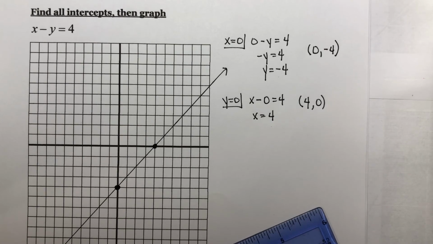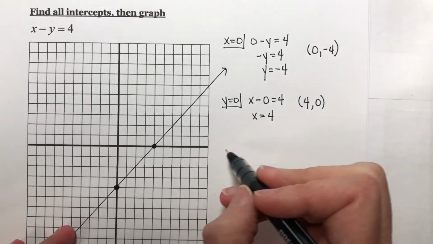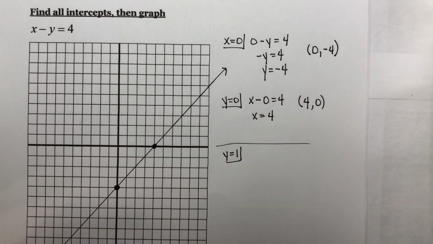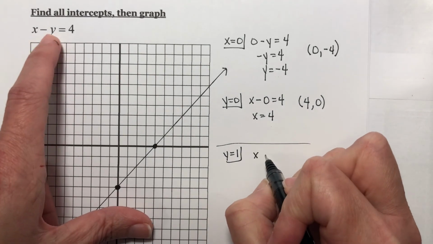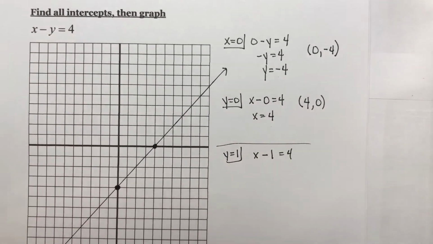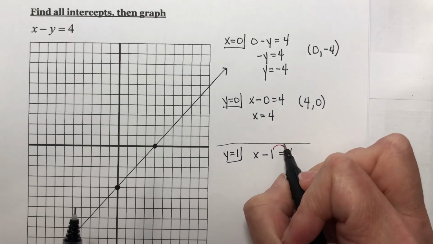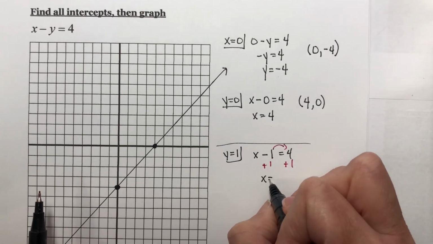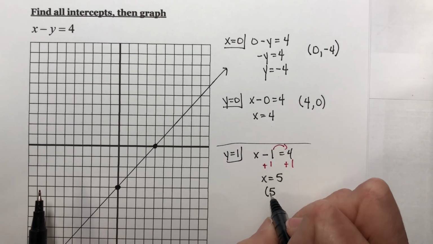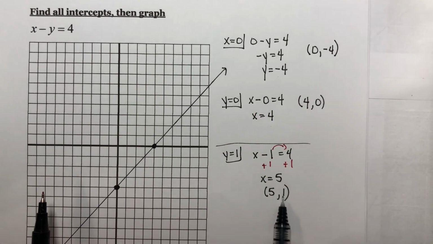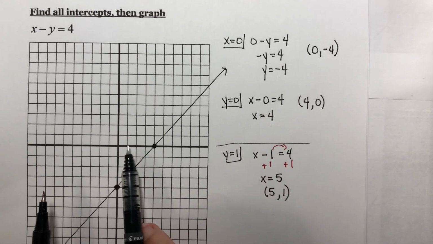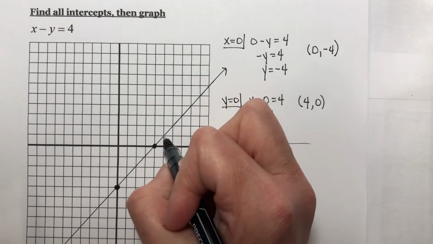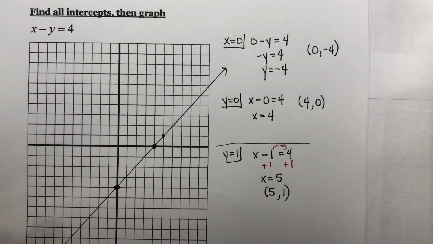You cannot choose wrong. So let's just say I pick y equals 1, and I want to see what x goes with it. So that would be x minus 1 is equal to 4. Let's add 1 to both sides. And this gives me x is equal to 5, which would be the point (5, 1). Now my line should go through (5, 1), and if it does, I'm really confident. 1, 2, 3, 4, 5 on the x, 1 on the y. My graph does go through that point, so I'm very confident that I've done this correctly.